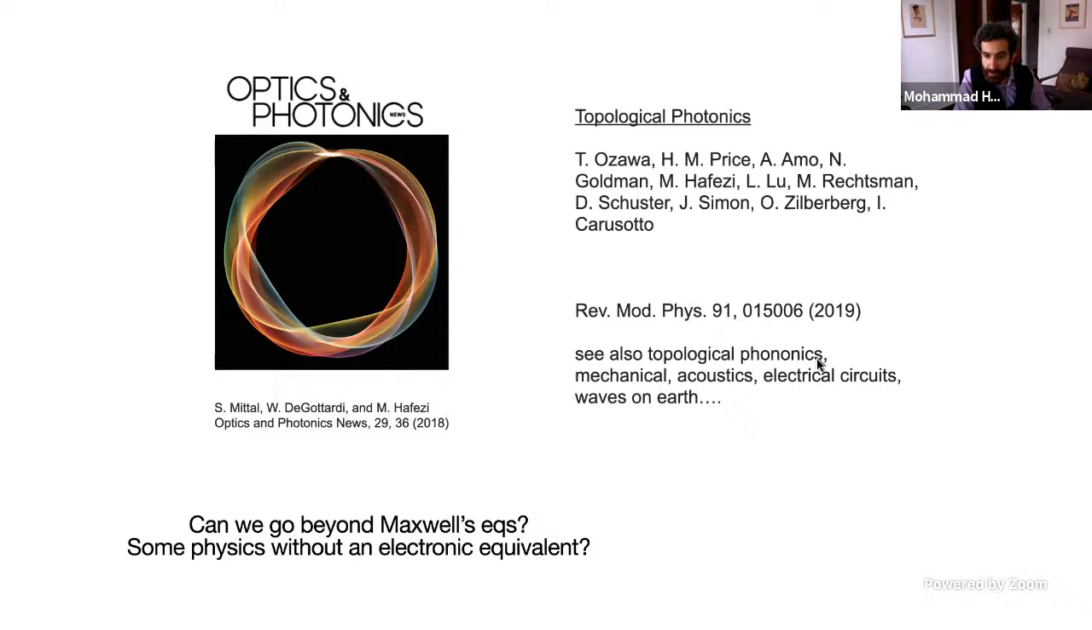I have to say everything over here is all classical physics, and it's based on Maxwell's equations. So the aim of this talk is to go beyond that, to see what we can do beyond Maxwell's equations in topological photonics. In particular, can we explore some physics that does not have an electronic equivalent?